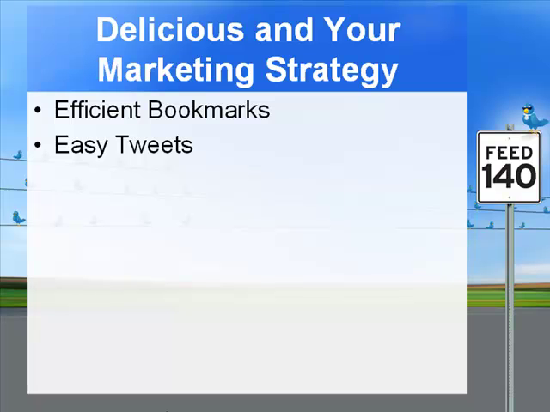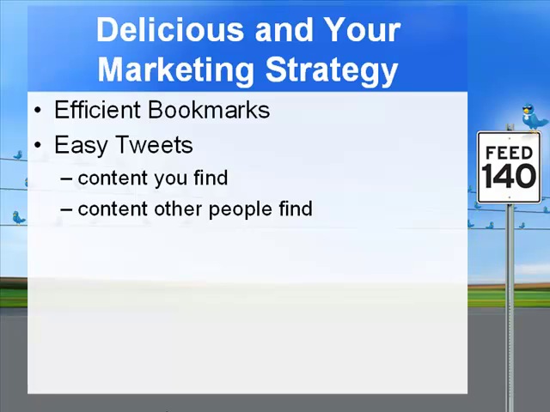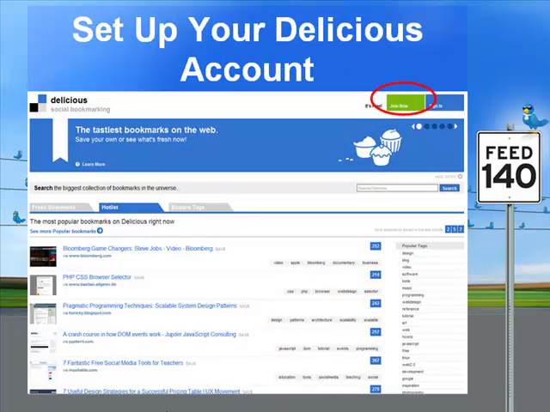So step number one is set up your Delicious account. Go to delicious.com, that's D-E-L-I-C-I-O-U-S.com, and this is what the home page will look like. At least it's what it looks like today. And this is, by the way, a Yahoo site, so it's not going to go away. It's something that's part of the Yahoo family of websites.